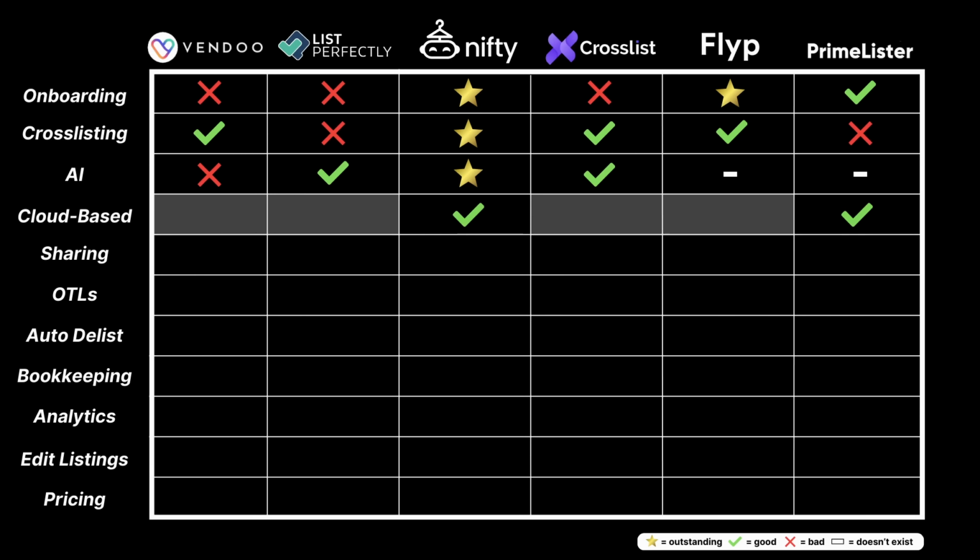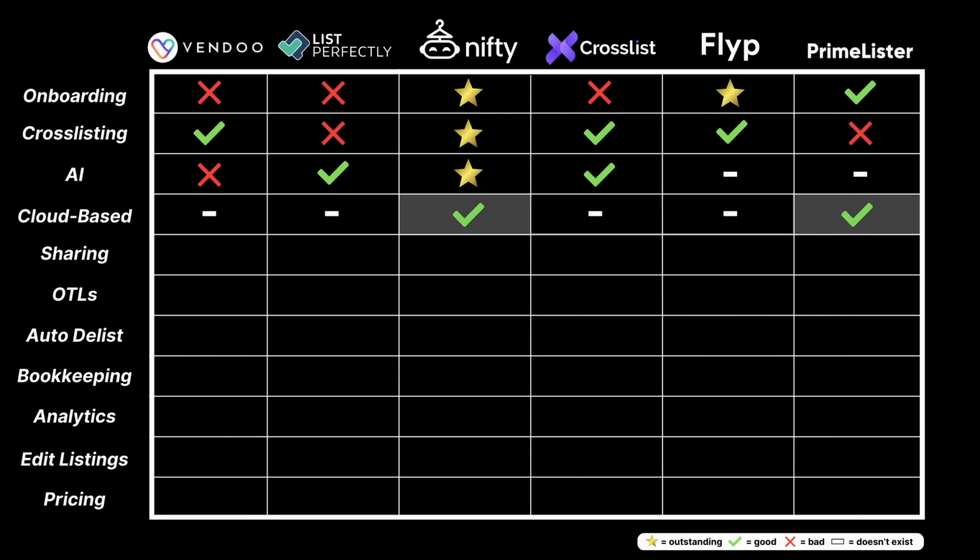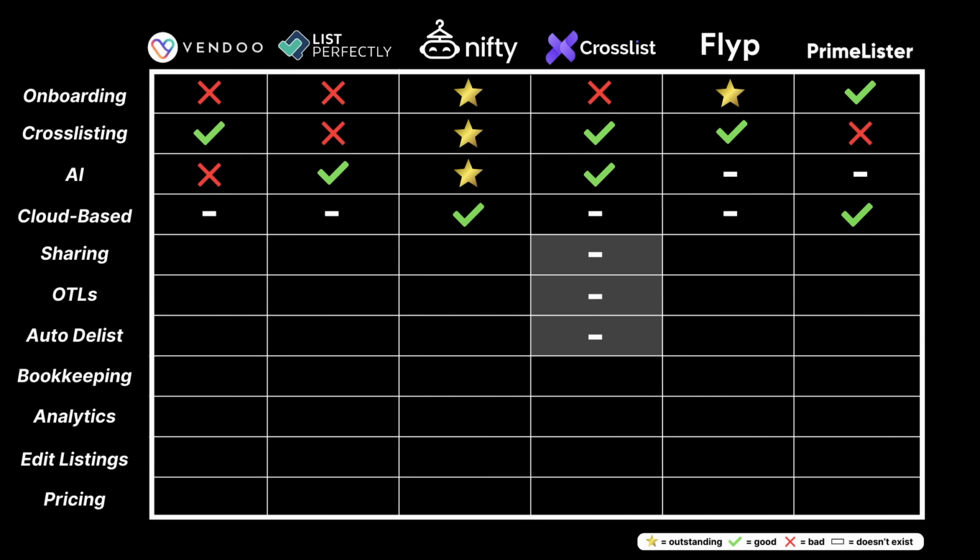Within our list, Nifty and Primelister are the only ones that operate on the back end. Vendoo, List Perfectly, and Flyp are extension-based and require you to keep your browser open and your computer on at all times in order for them to work. And Crosslist doesn't offer any automation, so they'll be omitted from this section. This is a pretty big differentiating factor because not having to have a computer on and a browser open at all times of the day is really nice. And I definitely think that gives Nifty and Primelister an advantage here.